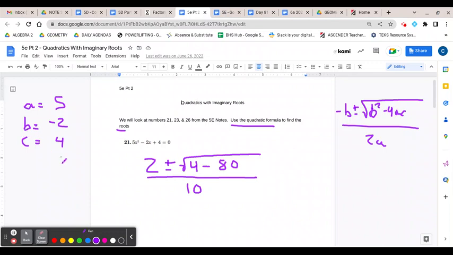Okay. So what we end up with is 2 plus or minus the square root of 76, square root of negative 76 over 10. 2 plus or minus the square root of negative 76 over 10. What I want us to do with the negative 76 is do the same things that we did on 5D part 2 and simplify that negative 76.